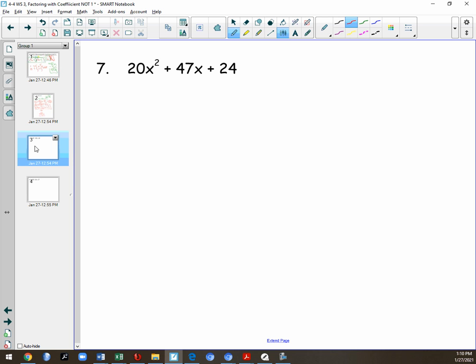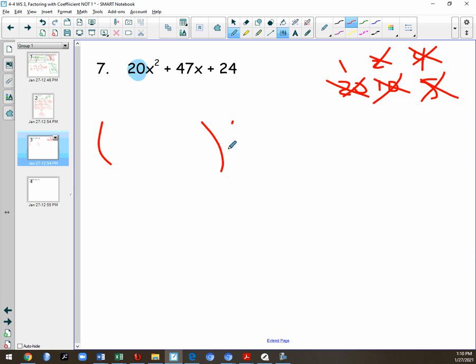Number 7. Very first thing we're going to look for is the smallest number up there is 20. So that's 1 and 20, 2 and 10, 4 and 5. So they are all not divisible by 20 or 10 or 5. Are they all divisible by 4? The answer to that is going to be no. So are they all divisible by 2? No. So there is no GCF, which means I'm going to go ahead and break this down into 2 binomials.